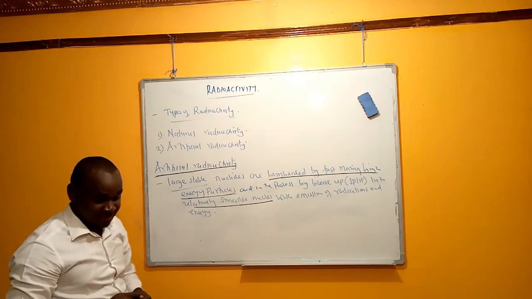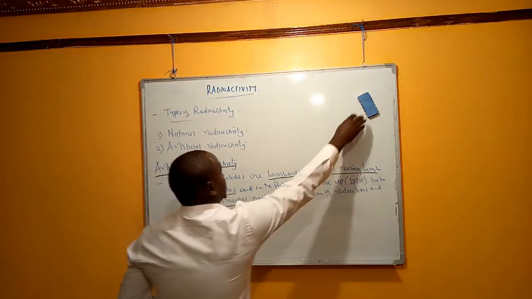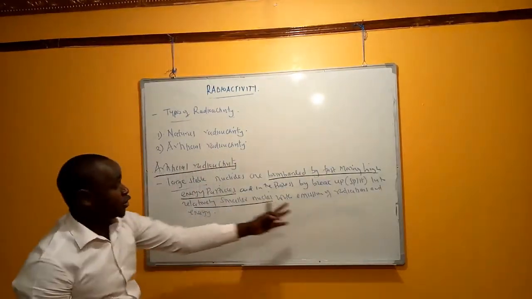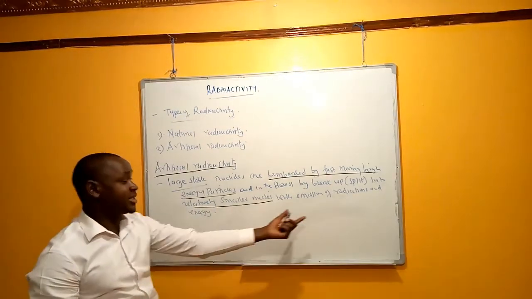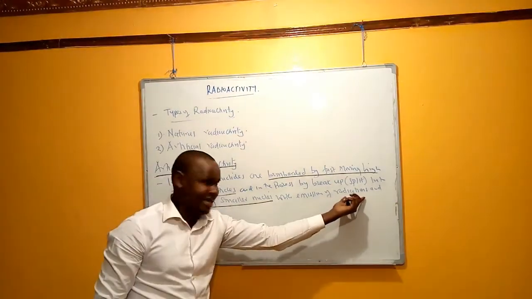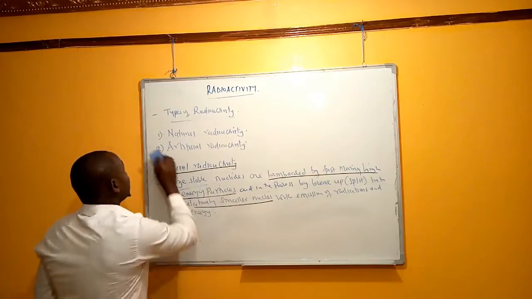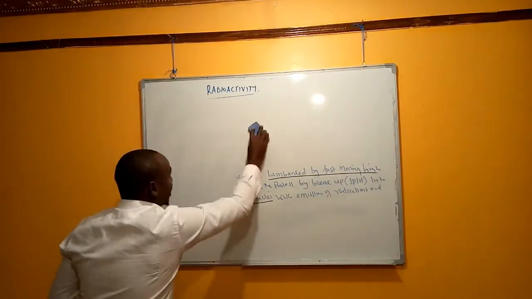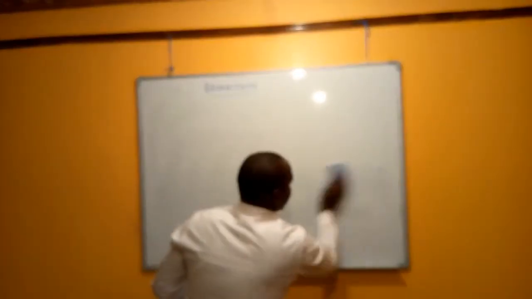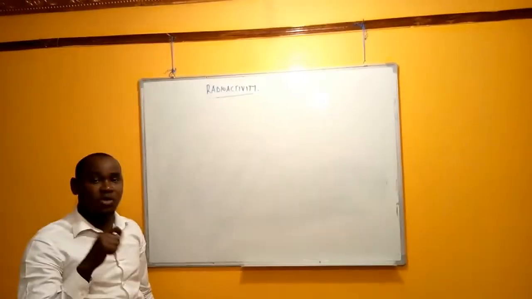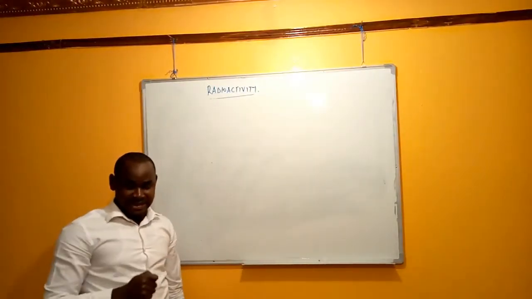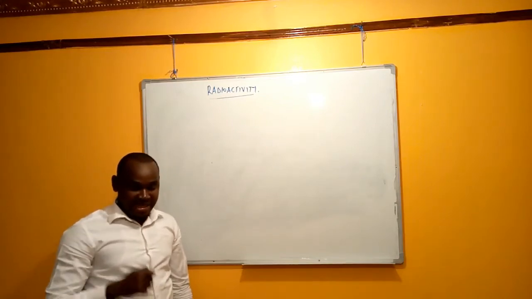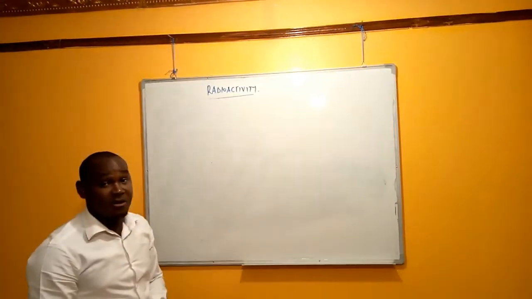Now, we have talked about emission of radiations. So it will be important to look at what these radiations are. Let's now talk about types of radiations. How many types of radiations do we have that are emitted by any radioactive nuclide? So we would say that when a radioactive nuclide disintegrates, they emit three types of radiation.